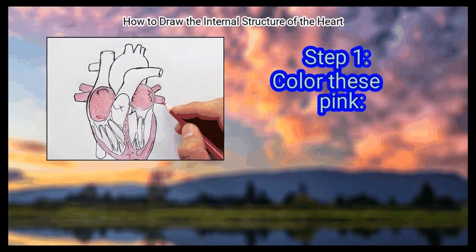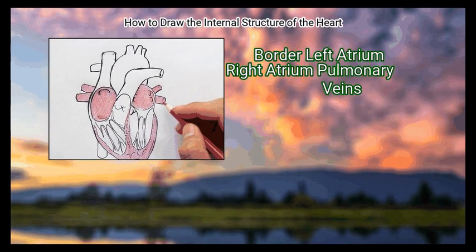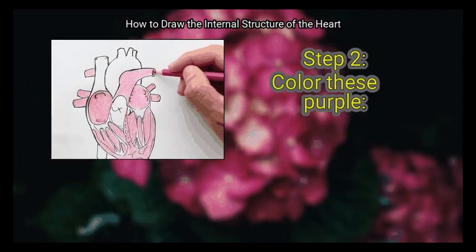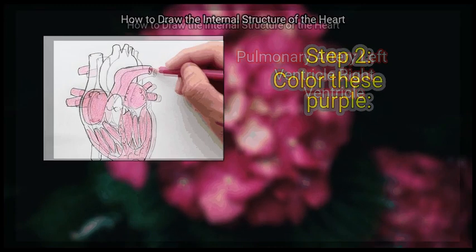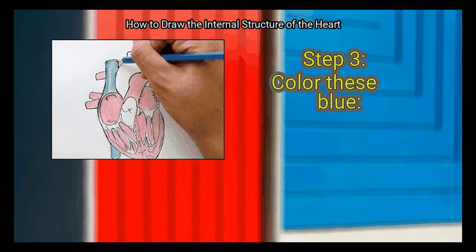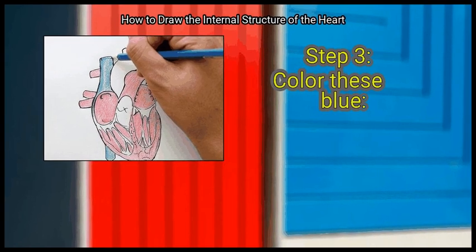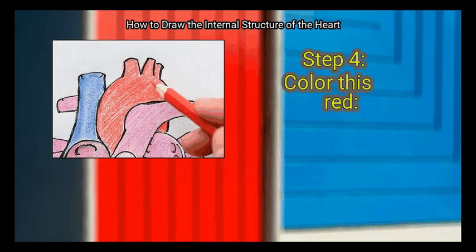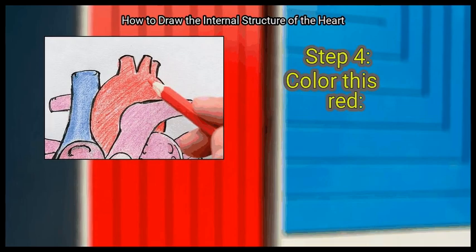First is color these pink. Border, left atrium, right atrium, pulmonary veins. Step 2. Color these purple. Pulmonary artery, left ventricle, right ventricle. Step 3. Color these blue. Superior vena cava, inferior vena cava. Step 4. Color this red.